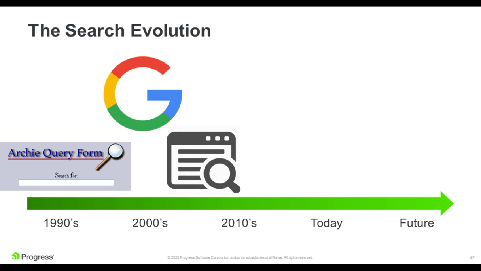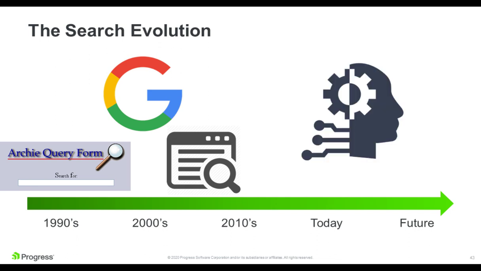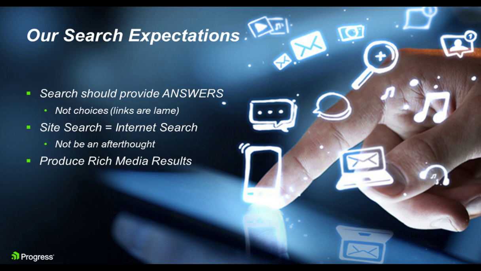And we need to bring that evolution of search into our sites. And in the future, we need to start looking at AI and different advanced intelligent technology to deliver on these expectations that we're being trained on right now by Google. And those expectations are this: we should provide answers, not choices. When you go to Google, you type something in, you want the answer there. You don't want a list of links.